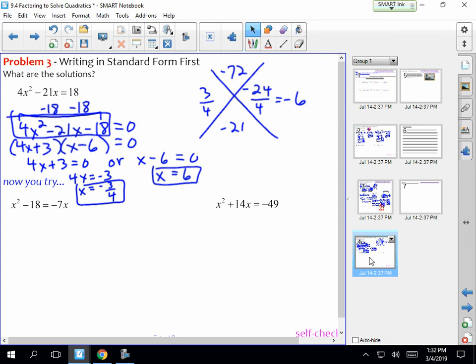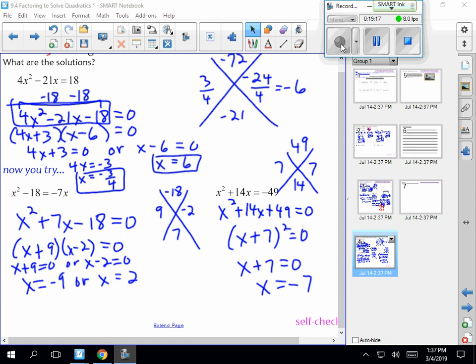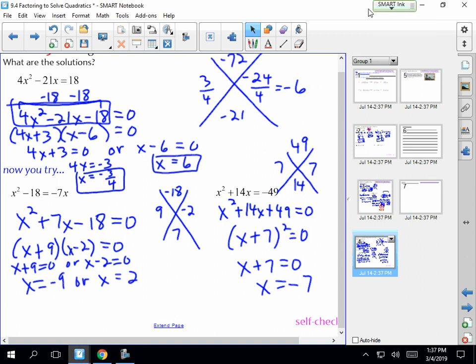So I'd like you to try these two here. It's part of your classwork. The second one, there'll only be one solution. Only one solution on the second one. So try those, and I'll come around and check, actually.